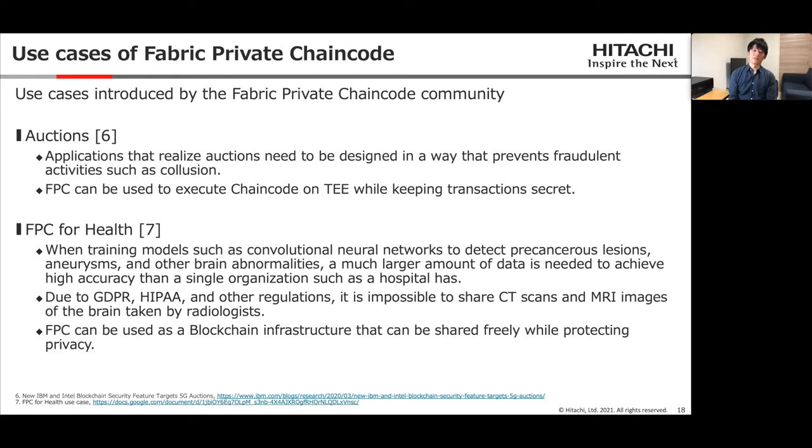The second is a use case in the healthcare field. When training a model such as a convolutional neural network to detect brain abnormalities, a large amount of data is required to achieve high accuracy. Due to legal regulations such as GDPR, it is not possible to share CT scans and MRI images of the brain taken by radiologists. In these use cases, private chaincode can be used as a blockchain infrastructure that can be shared freely while protecting privacy.